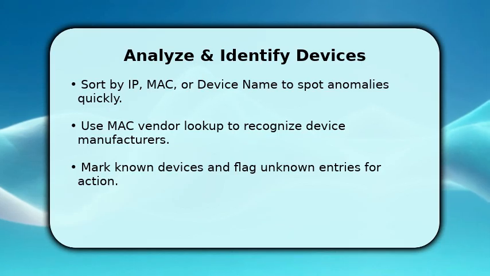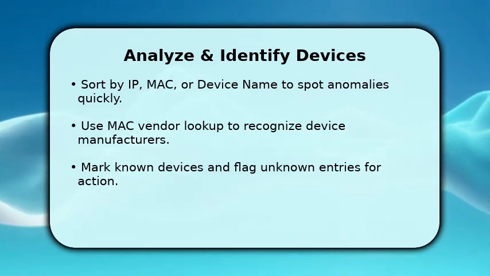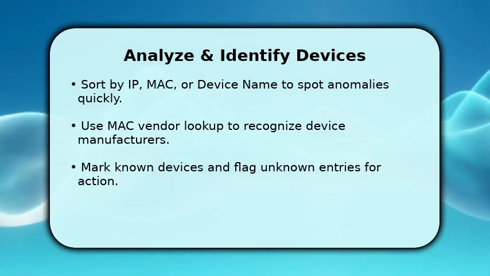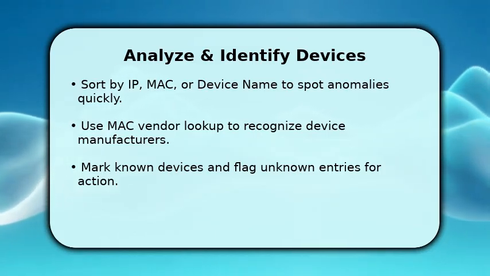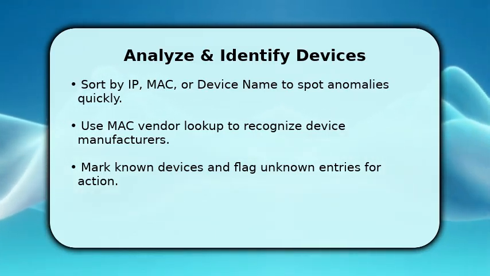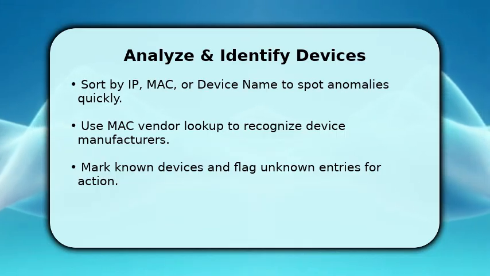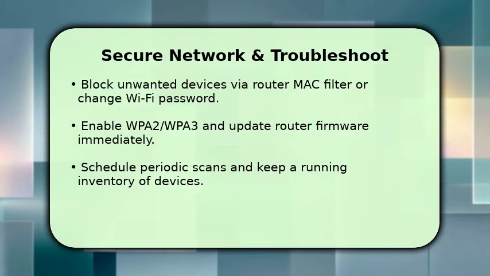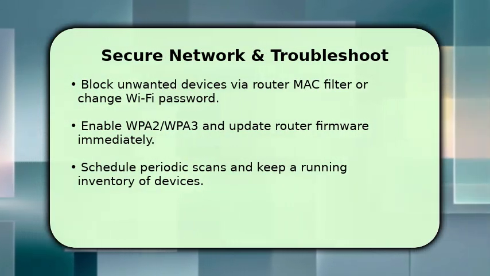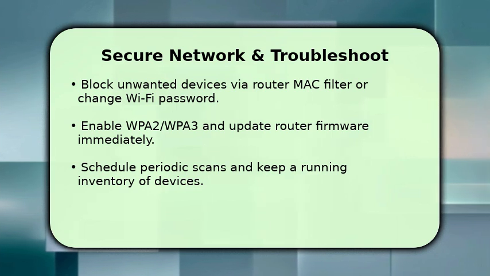After that, label each known device in your notes so repeat scans highlight new intruders. If multiple unknowns persist, cross-reference with the DHCP client list in your router to correlate entries. To finish, remove unauthorized devices by blocking their MAC or changing your Wi-Fi password and reconnecting trusted devices.